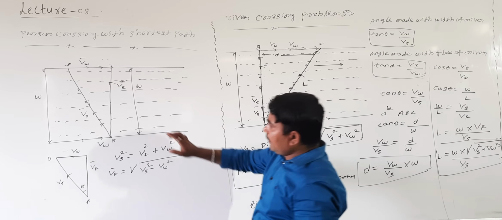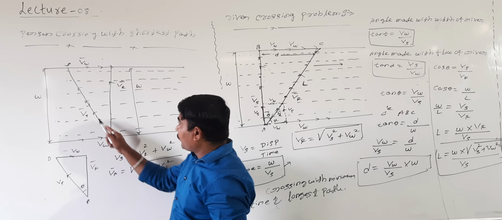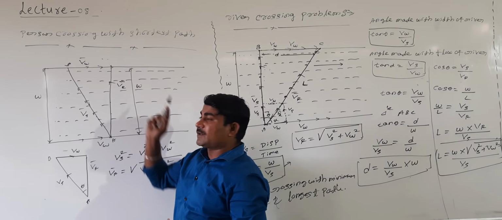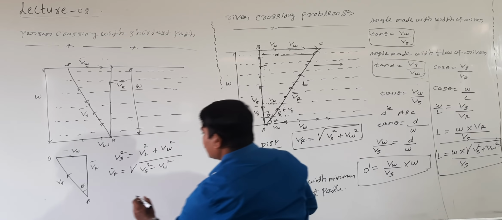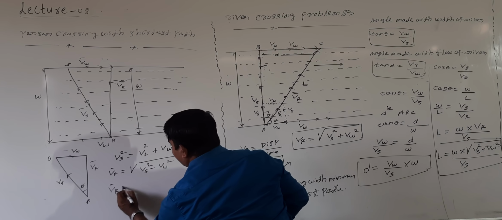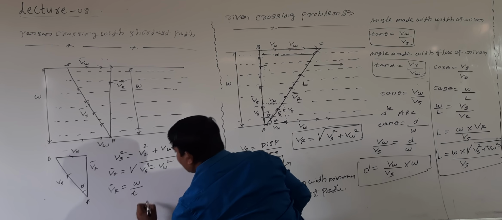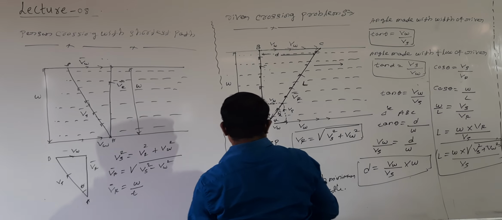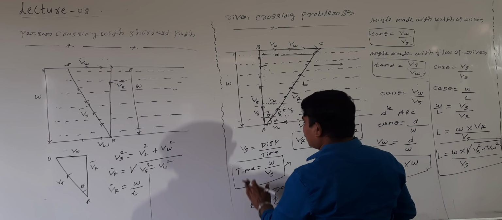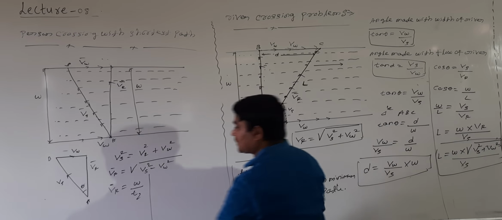See here, due to the resultant velocity, how to calculate the time? Time taken by the person to go from A to B. Time can be calculated along the resultant velocity. You know that. What is the resultant velocity? Resultant velocity Vr equal to displacement divided by time. What is the displacement here? W. Time is T. I am taking the time here as T. In this case, this is the time T1, and in this case I will call the time T2.